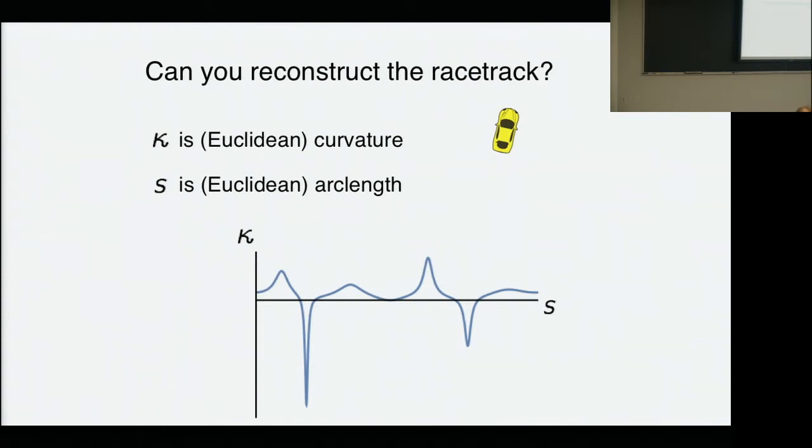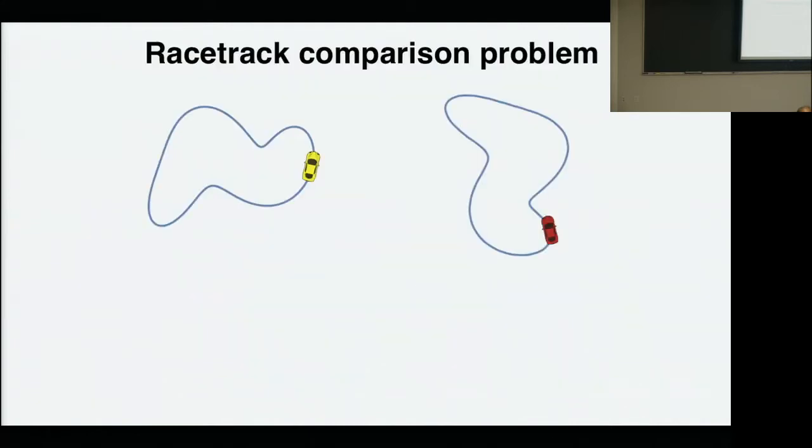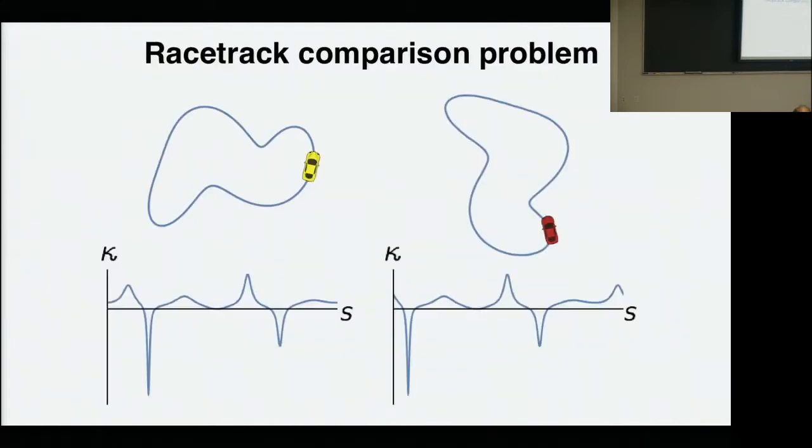The one thing you don't know from this is you could start at a different point of the racetrack, and then of course the graph would translate. So there's still an ambiguity. So it depends on where you start when you're driving around. So here's the ambiguity. So the yellow car starts here, the red car starts here. So these are the 2 graphs. And of course, they're the same modulo a translation in s.